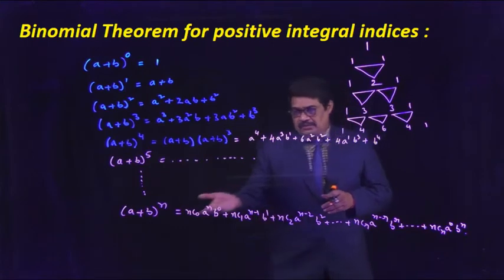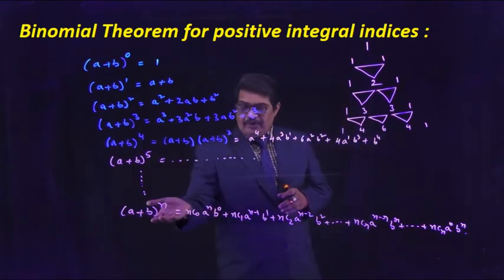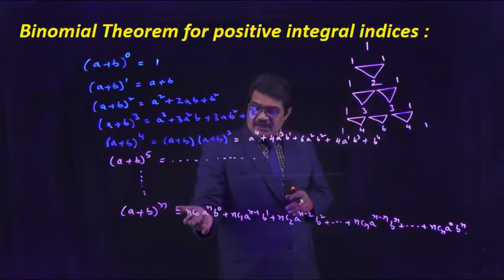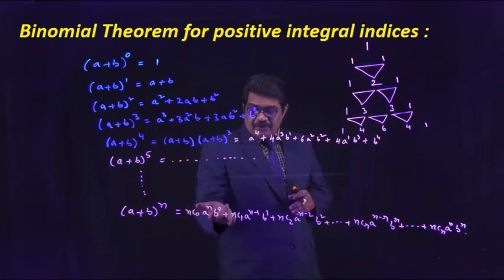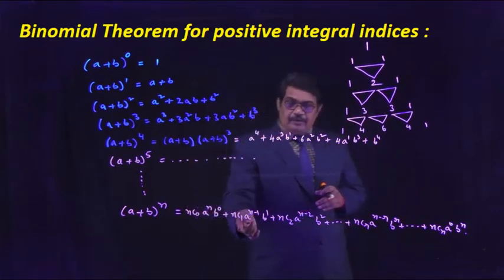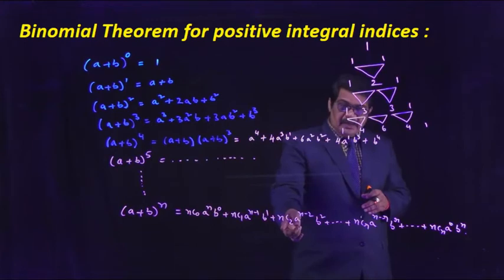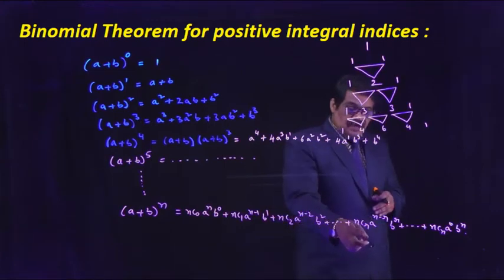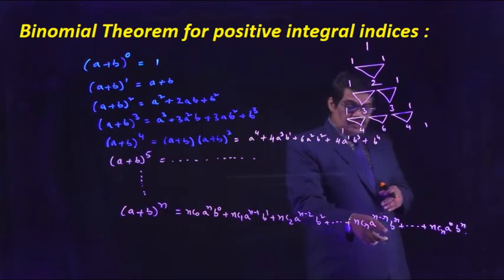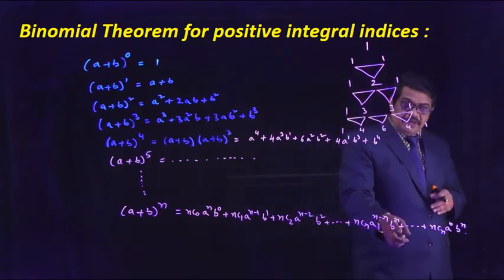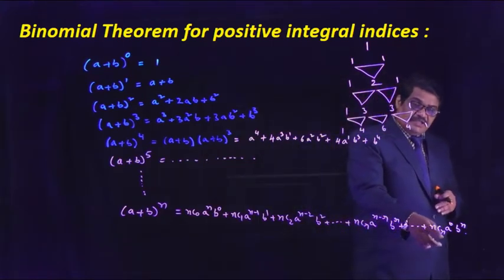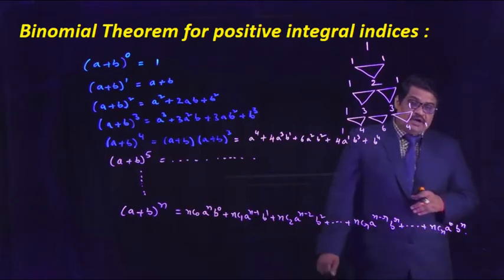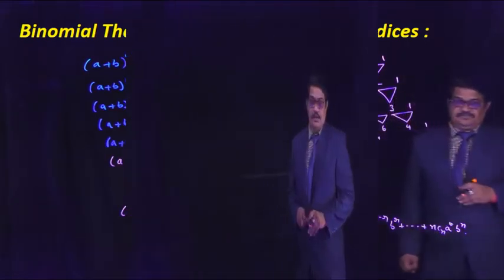Now the expansion of (A plus B) whole power n is nC0 A power n B power 0, nC1 A power n minus 1 B power 1, nC2 A power n minus 2 B square and so on, nCr A to the power of n minus r B to the power of r plus so on, nCn A to the power of 0 and B to the power of n.